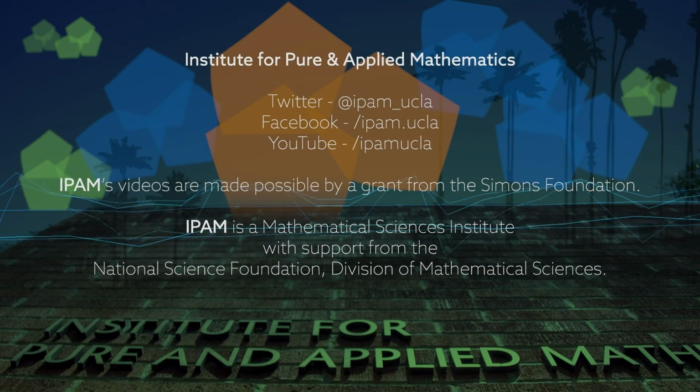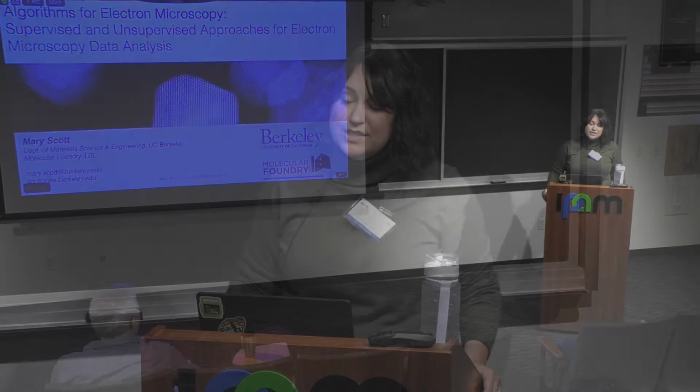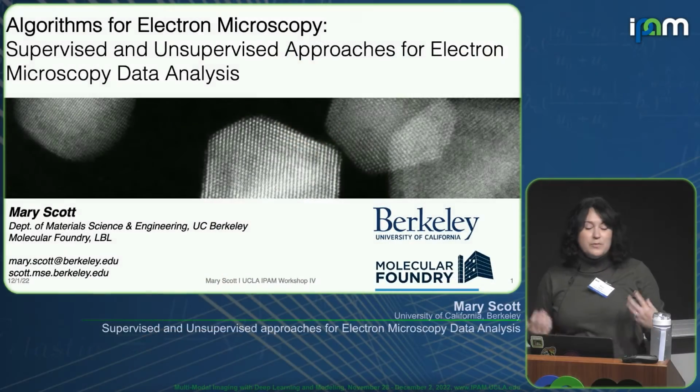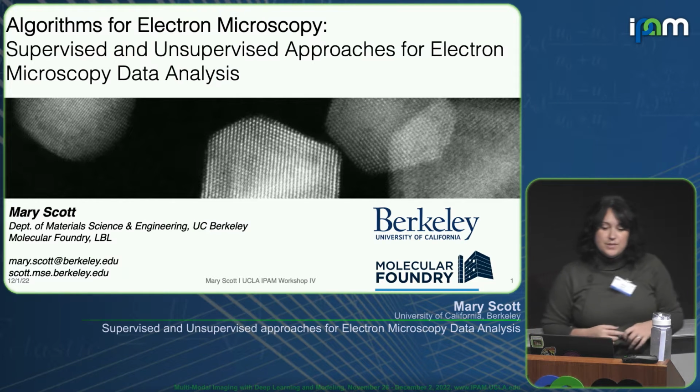Paul mentioned, my name is Mary Scott. I am a faculty member in the Material Science and Engineering Department at UC Berkeley, and I also have a faculty staff appointment at the National Center for Electron Microscopy, which is a part of the Molecular Foundry facility at Lawrence Berkeley National Lab. So perhaps unsurprisingly, based on that background, you might deduce that my research group emphasizes using electron microscopy to characterize nanomaterials.